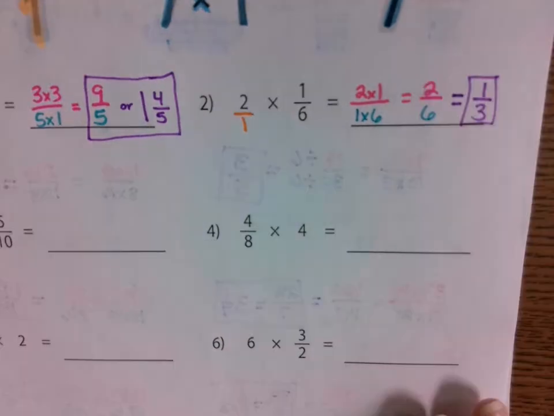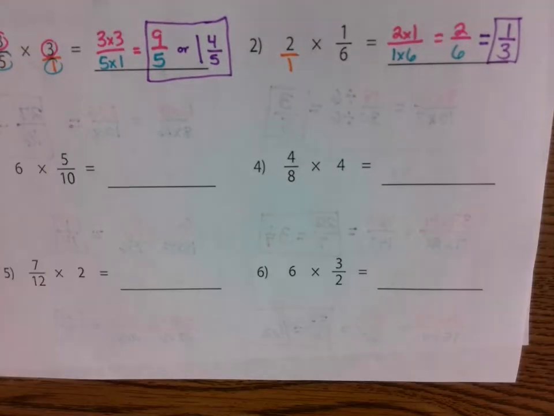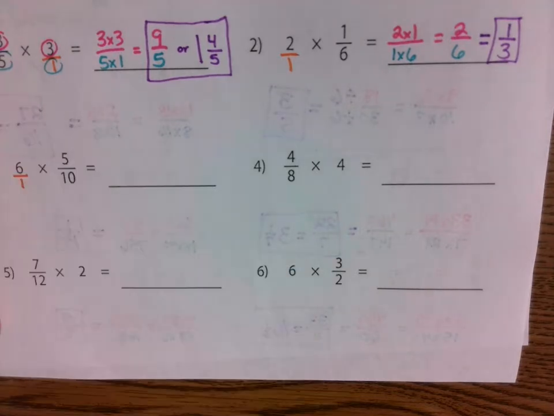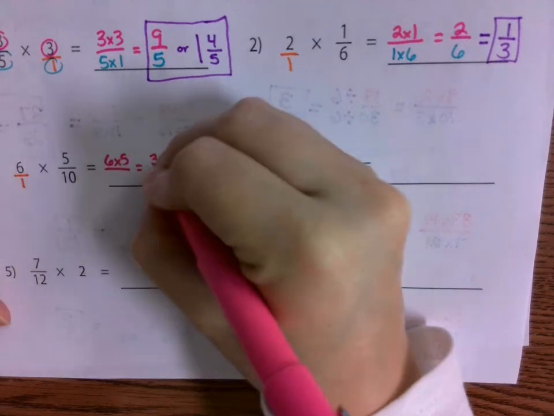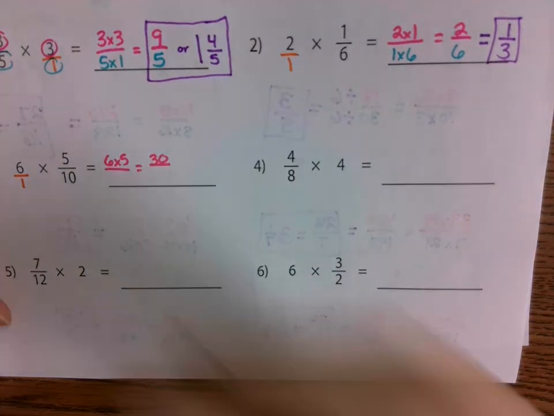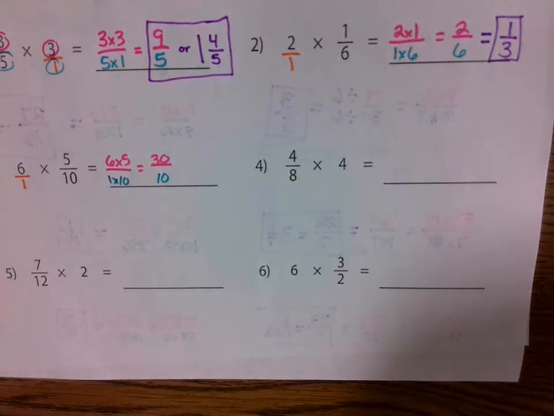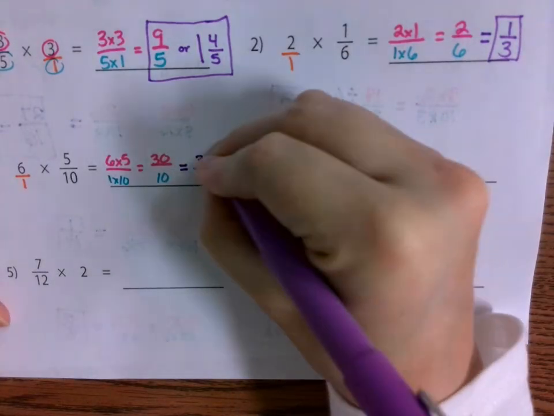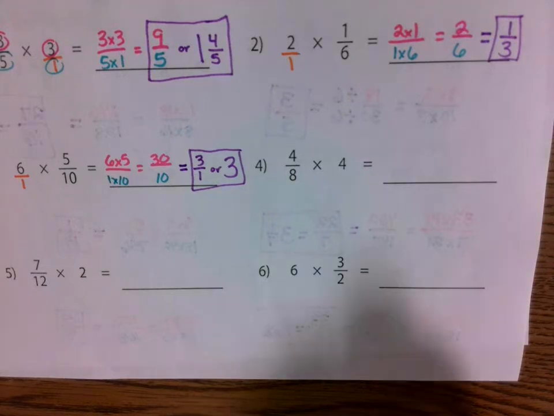For problem number 3, we have 6 times 5/10. So we're going to change that 6 into a 6 over 1. That means we're going to be doing 6 times 5, which is going to come out to 30. And then we're going to multiply 1 times 10, and that's going to come out to 10. And then 30 over 10 simplifies to 3 over 1, or just 3. You could write 3 over 1, but remember, any value over 1 is just a whole number. And it makes sense because 30 divided by 10 is 3.